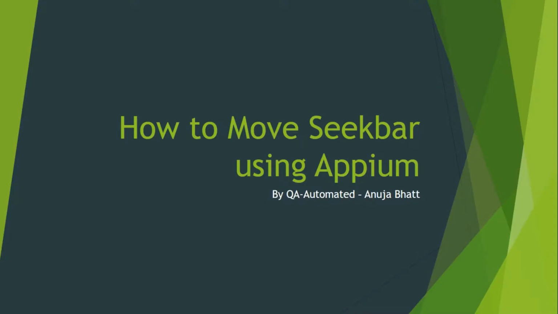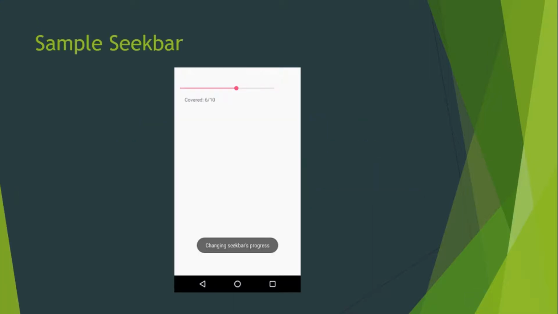This is Anuja and in this video we are going to see how to move SeekBar using Appium. So let us see what exactly a SeekBar is. SeekBar is nowadays used by many applications. So this is how it looks. It is like when you check your mobile's brightness and you have a bar that controls the brightness, right? You can keep it low, high, and it can be used as an on off switch also.